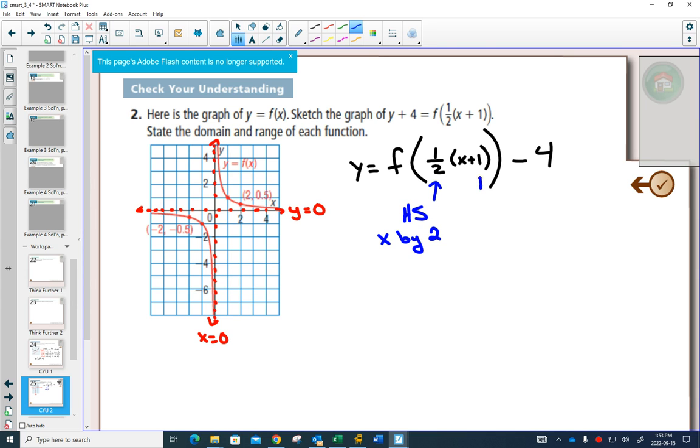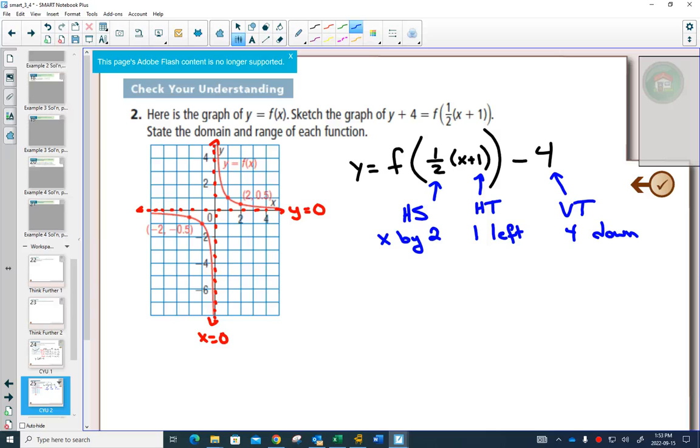Second, the +1 inside the function is a horizontal translation. The +1 tells you that you're going to go 1 to the left. And finally, the -4 is a vertical translation. It's outside the function. You're going to move 4 down. So now we have our setup.